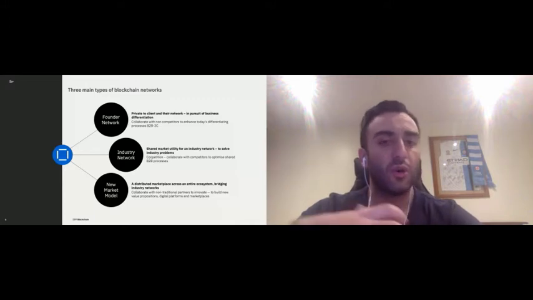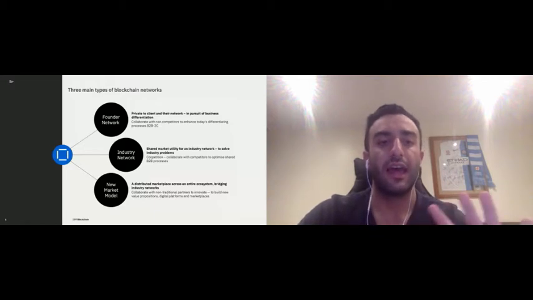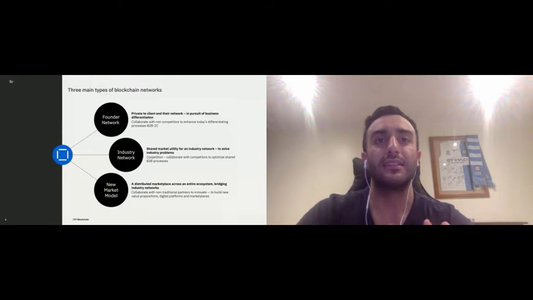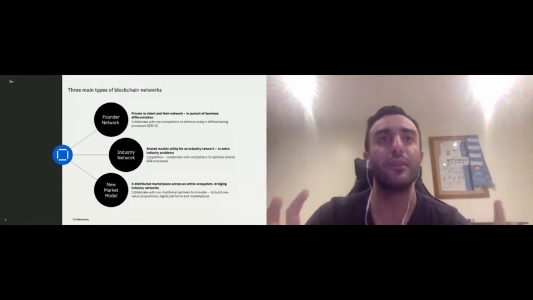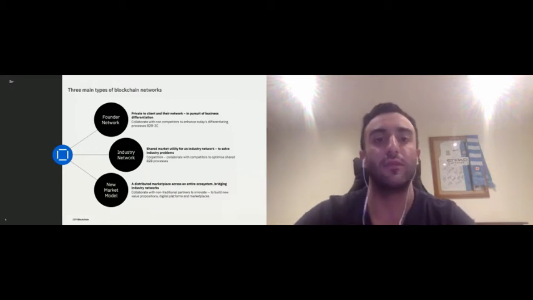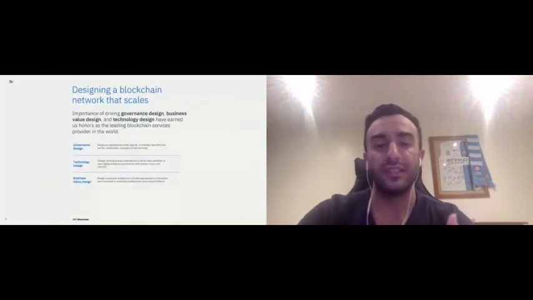Now, talking about a blockchain network that scales, we've dropped on a few points of leading together some major principles once you have a general idea of where your blockchain sits within this, if it's a founder network, industry, or new market. Where IBM has placed its research in design-based principles is to ensure that you move forward throughout your initiative in a way that hits all the good boxes and ticks everything that you need to ensure that a solution is able to scale in a very successful manner moving forward. Now, what we call this is blockchain network design.